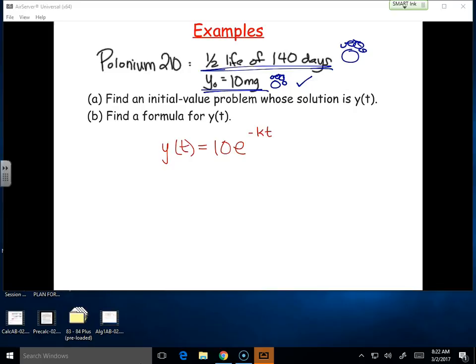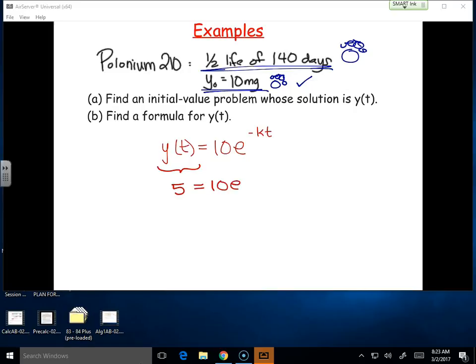True, but that just leads us to this equation, right? So we do know decay. So we use that fact to come to this equation, y of t equals y sub naught e to the negative kt, decay. But how do we use specifically a half-life of 140? Oh, we make it 5. Make what 5? y of t. Yeah, we can make y of t equal to 5.